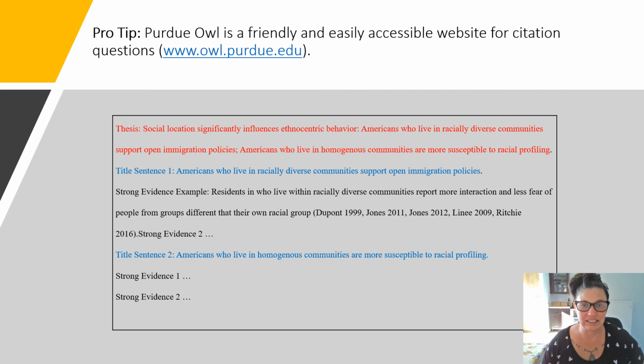Once you get this idea down, you can loosen up. But this is the theory behind how we write a lit review. We make the argument thesis-wise, and then we say the same thing in the title sentences, and then we give evidence from the articles as to why that argument that we're making is valid, because people are supporting us. Look, DuPont, Jones, Linnea, Ritchie all agree with me that Americans who live in racially diverse communities support open immigration policies. And then I can say why I think that is good evidence that supports my argument.